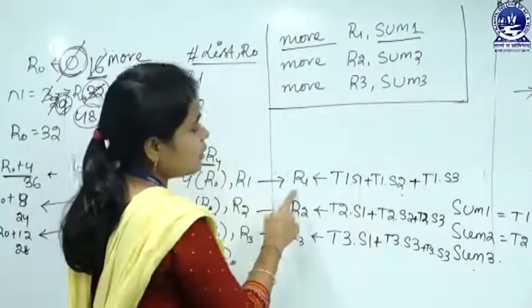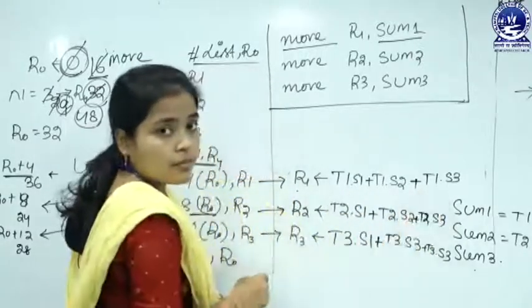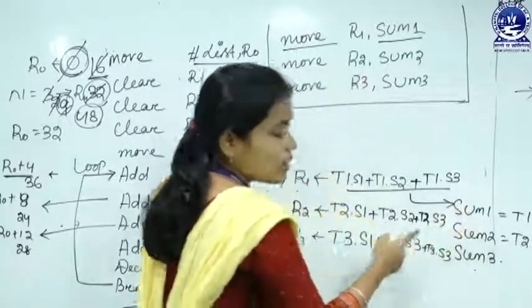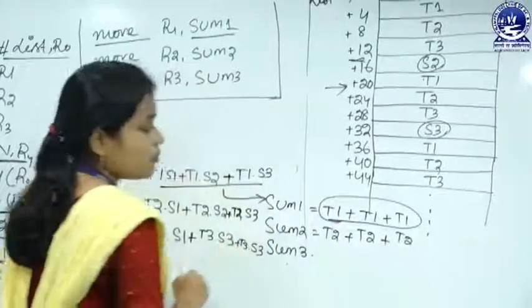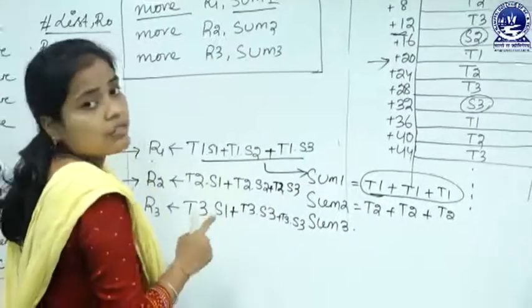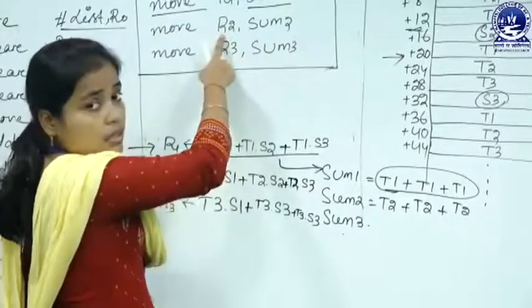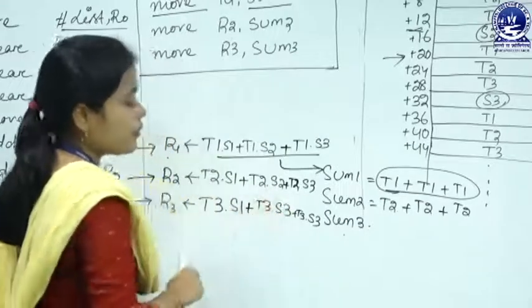What is the content of R1? R1 is the sum of these 3 test results, and we have to move this into the sum 1. As you can see here, sum 1 is the result of this, sum of these 3 values, and like this sum 2 contains the value of R2, and R2 contains the sum of these 3 test results.